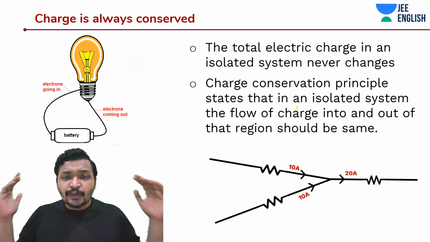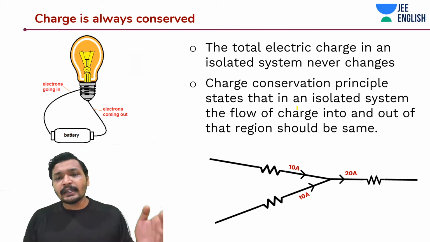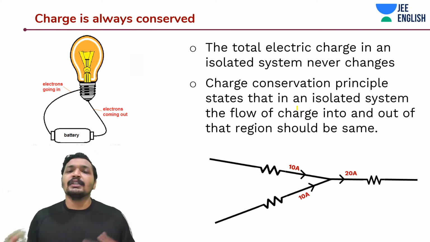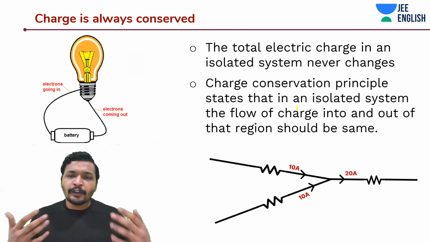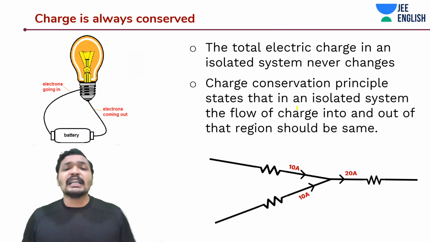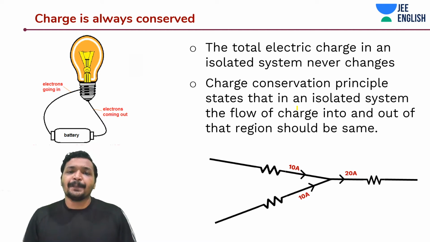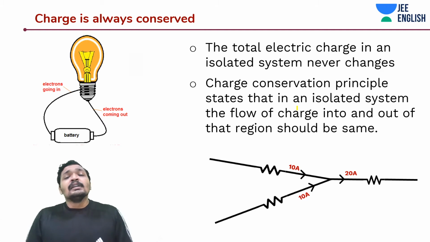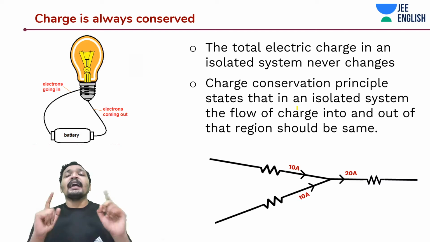Even if you take things universally, charges are conserved. Charges cannot be created or destroyed. If you're creating a negative charge, there would be a positive charge. So this is a concept that you need to grasp for your fundamental understanding, that charges cannot be created or destroyed. Charges are always conserved. In a conductor, if a charge leaves someplace, then there should be a charge accumulation over there. And the total number of charges in an isolated system never ever changes.